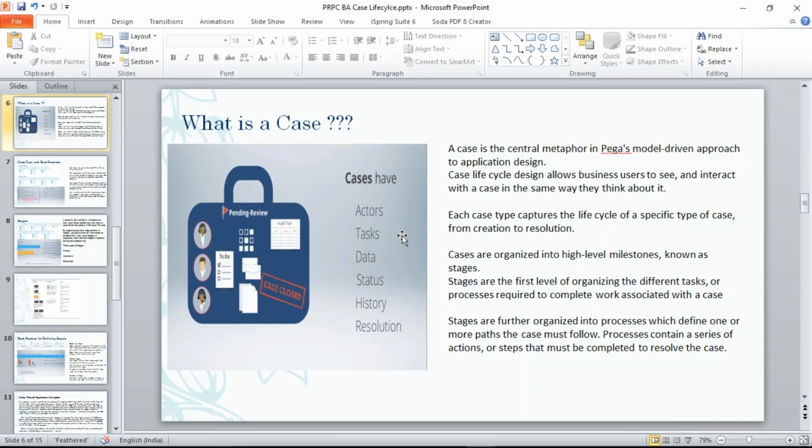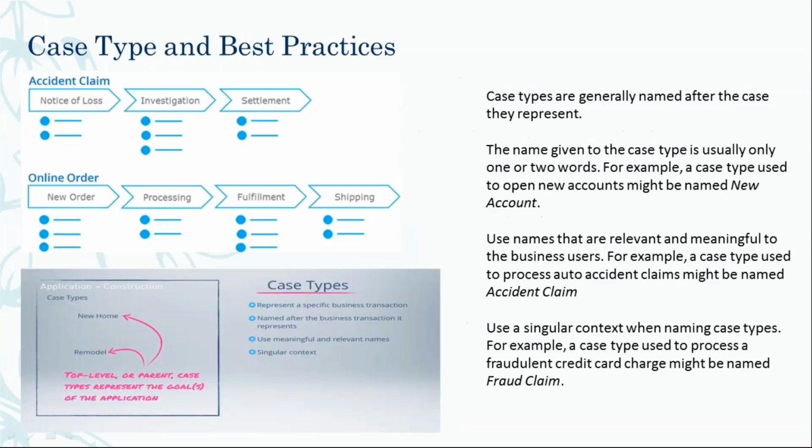So we are going to cover how we can go for decomposition of the case based on the requirement. This is some of the best practices for case type. If you can see, it's an accident claim. First, we can convert it into three different stages: notice of loss, then it will be investigated, and finally, if everything is fine, it will go for the settlement.